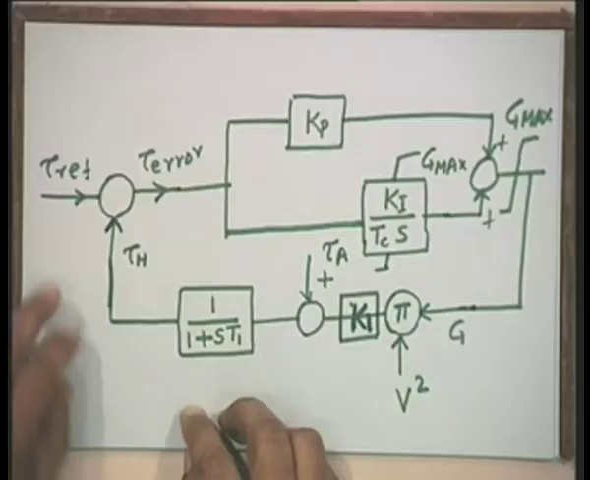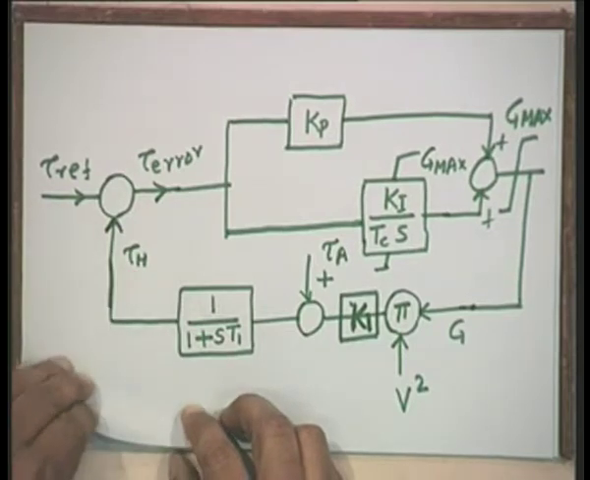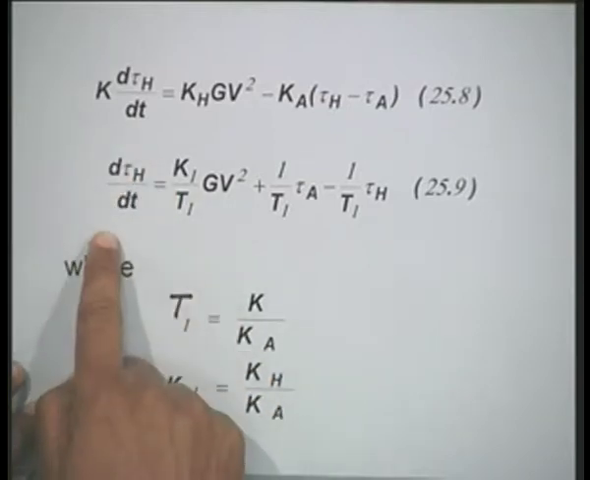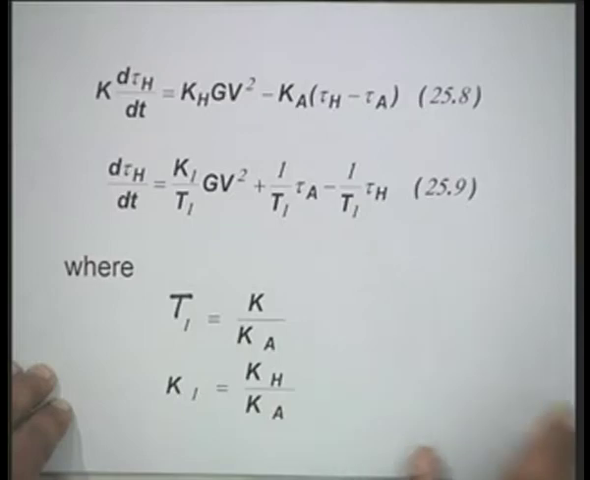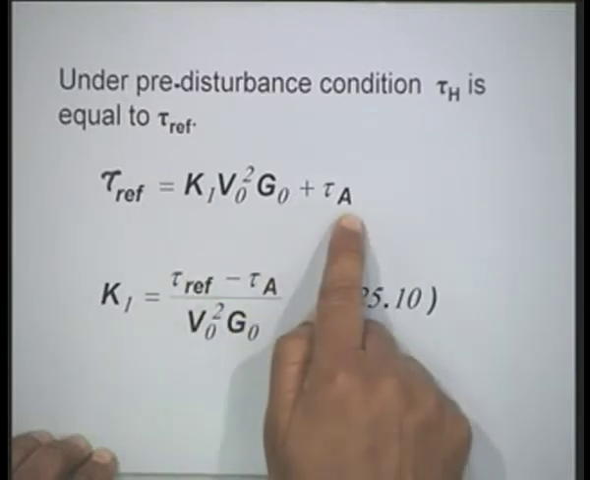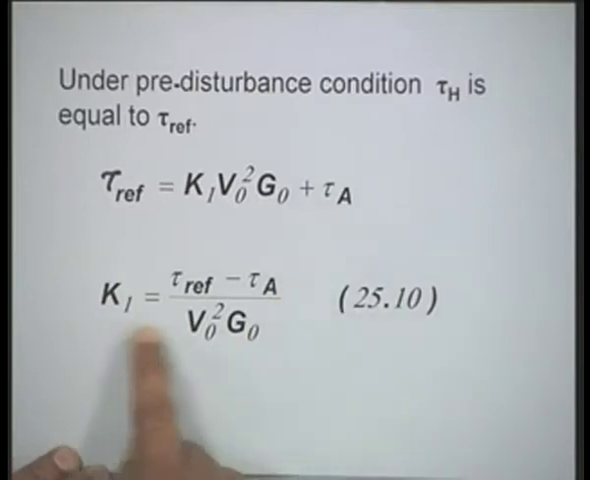Now under steady state conditions, tau reference equals tau h. If you make this substitution in this differential equation, putting the derivative term to 0, then we can write tau reference equal to K1 times V naught square G0 plus tau A. That is the reference temperature setting which is required to attain the required value of tau h, where the constant K1 is equal to tau reference minus tau A divided by V0 square G0.